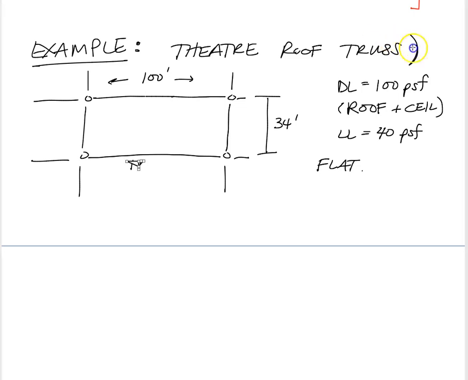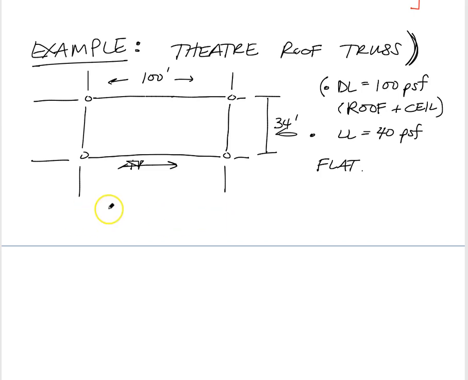So we'll go ahead and look at a theater roof truss here. So we've got a truss that's going to be spanning, right, 100 feet. We've got then some joists or beams that would be running in the other direction. So that'll be 34 feet. So let's take a look at, given to us, we've got a dead load of 100 pounds per square foot, a live load of 40. We'll say that it's flat.